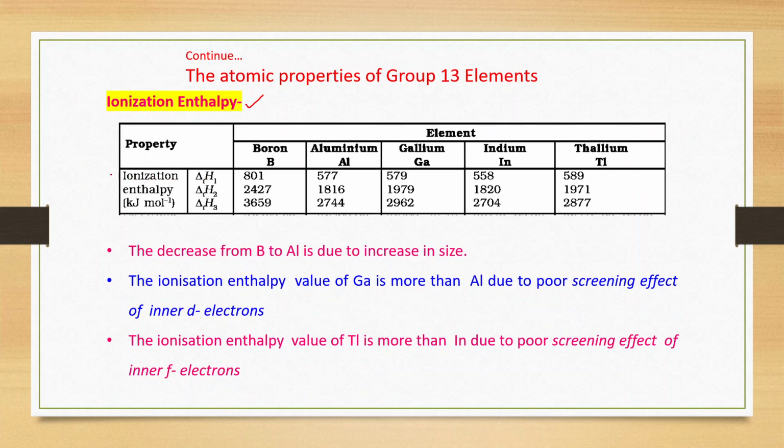Ionization enthalpy. See this table. In general, ionization enthalpy decreases. The decrease from B to Al is due to increase in size. But again there is an increase: the ionization enthalpy value of gallium is more than aluminium, due to the poor screening effect of inner d electrons. In the same way, for thallium it is again increased: the ionization enthalpy value of thallium is more than indium due to the poor screening effect of inner f electrons.